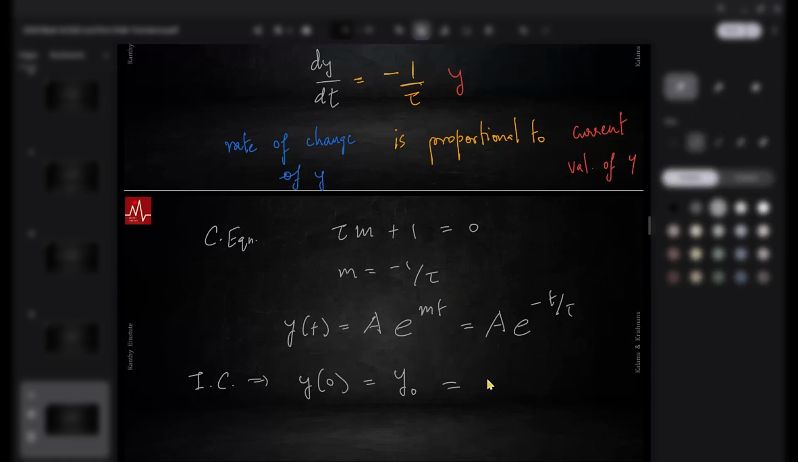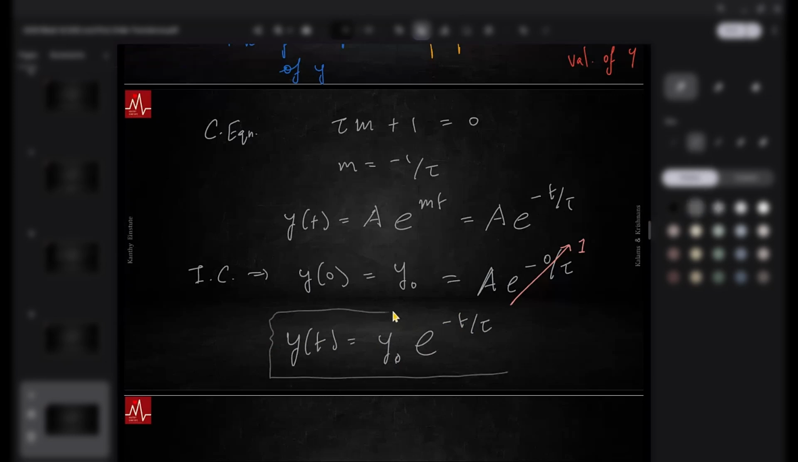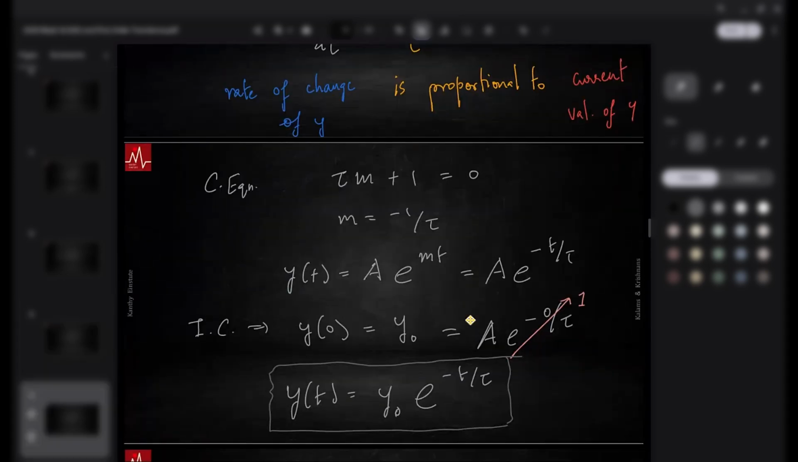This term is essentially 1. So you just got A. So your solution y(t) equals y0 into e^(-t/tau). First order transients. This is first order decay. At least some of your memory got refreshed.